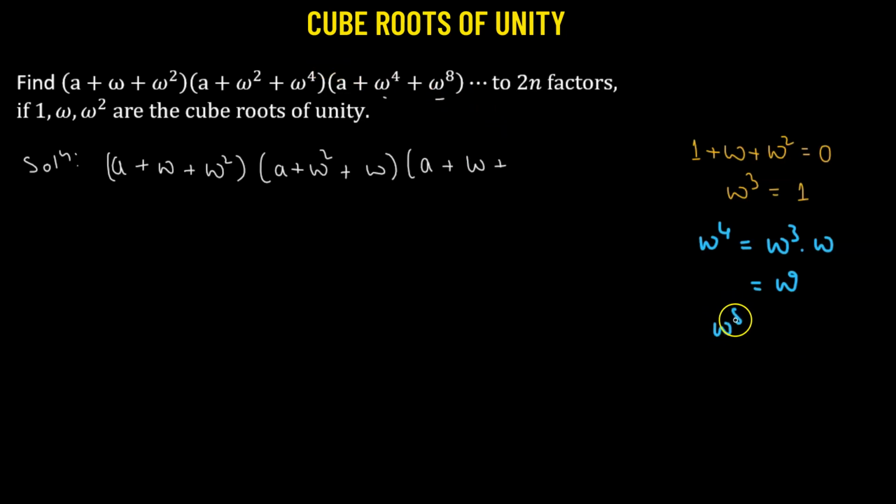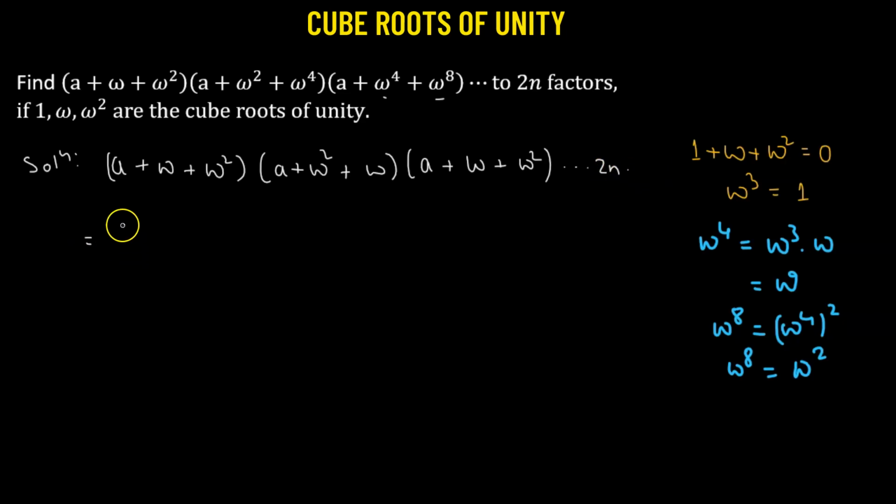So ω⁸ equals (ω⁴)². Now what is ω⁴? That's ω, so this is ω². This is the value of ω⁸, and this continues up to 2n number of terms. So here immediately we observe that each of the expressions is identical and they are multiplied by itself 2n times.